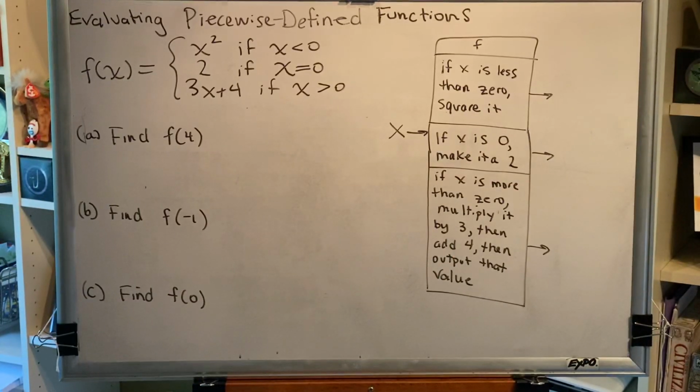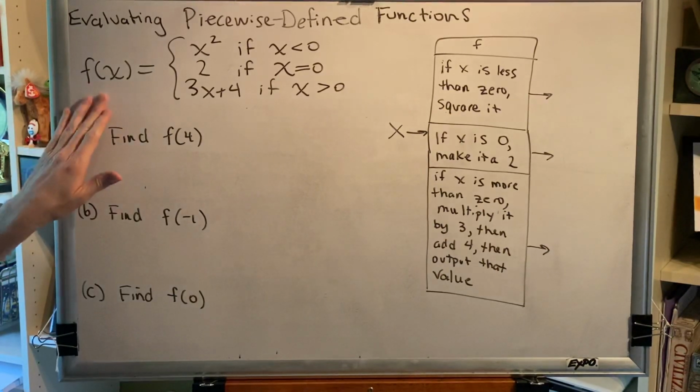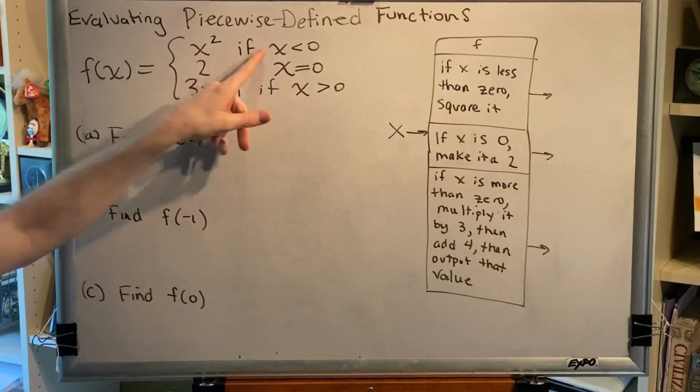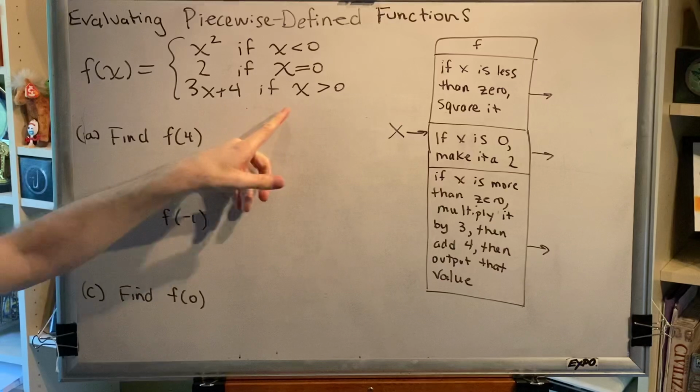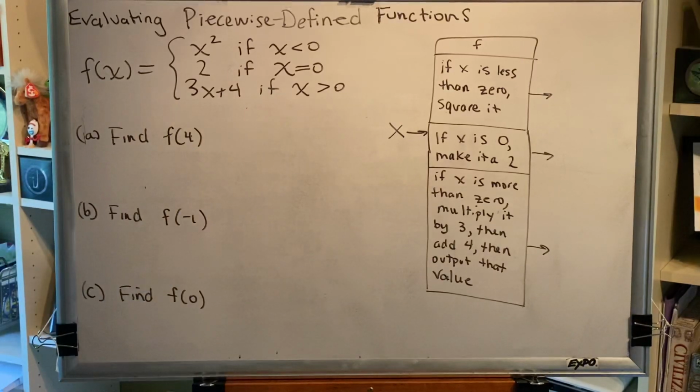The topic of this video is evaluating piecewise-defined functions. Let's look at a problem. Alright, here's what we're given. f of x is equal to x squared if x is less than 0, 2 if x is equal to 0, 3x plus 4 if x is greater than 0.